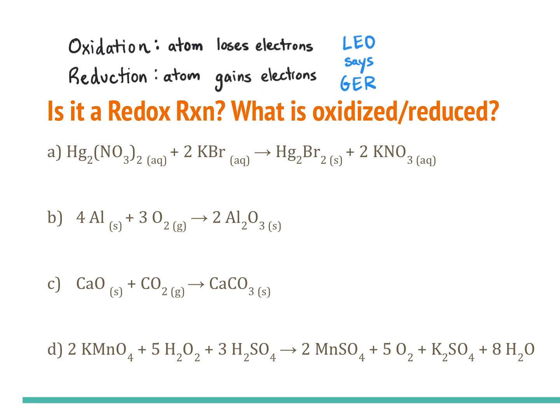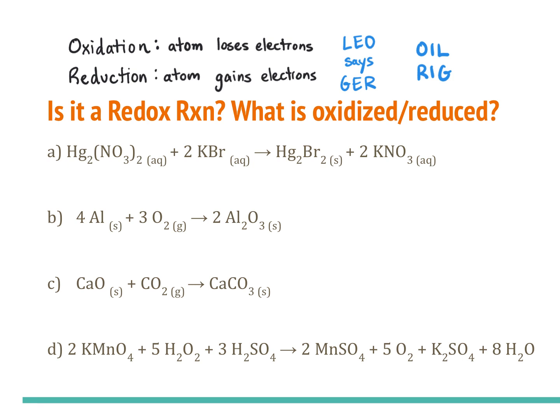Another very common acronym to keep it straight is OIL RIG. And in that acronym it says oxidation is loss and reduction is gain. And you have to remember that it's electrons that we're talking about here. You can choose to use whichever acronym that you like. They're not really one better than the other.